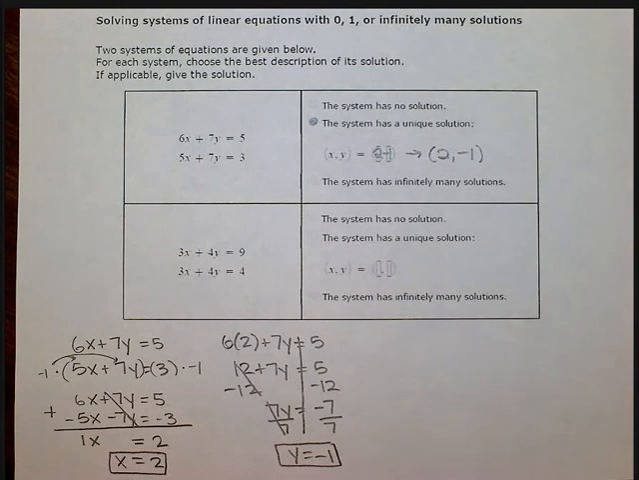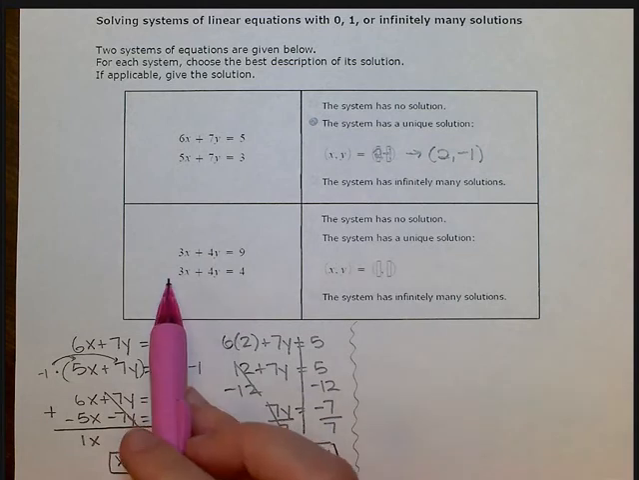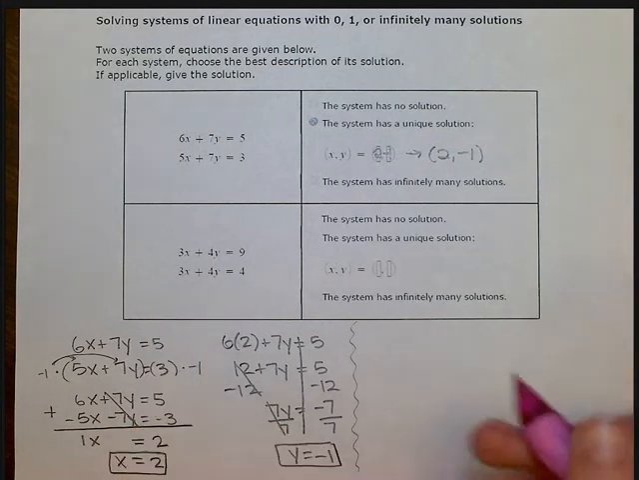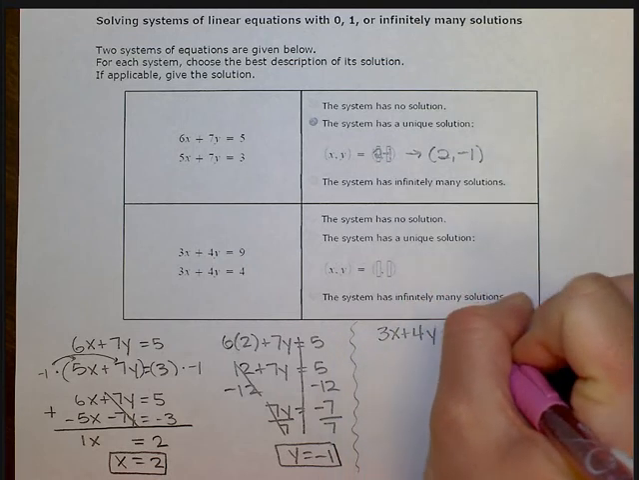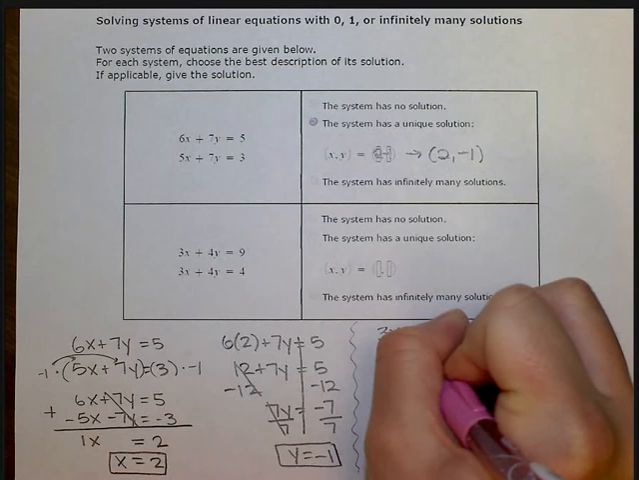All right, so we've finished the first half of this problem. Now I'm going to draw a little line here so we can tell the difference. I'm going to work on the second system over here on the right. So first I'm just going to rewrite it so I have a little more room. 3x plus 4y equals 9, and 3x plus 4y equals 4.